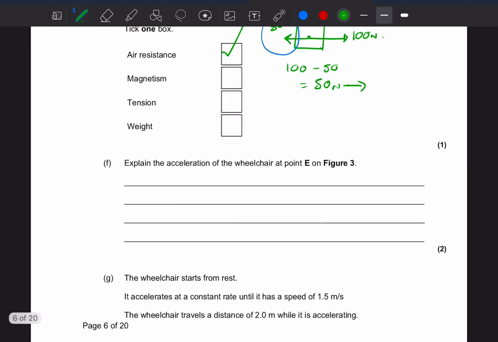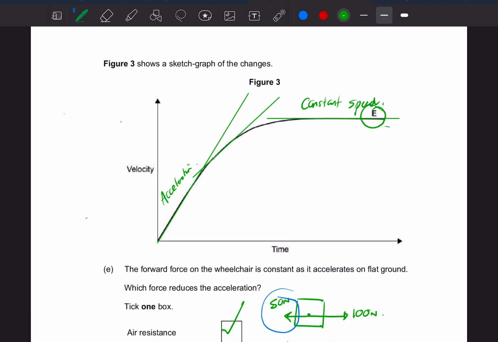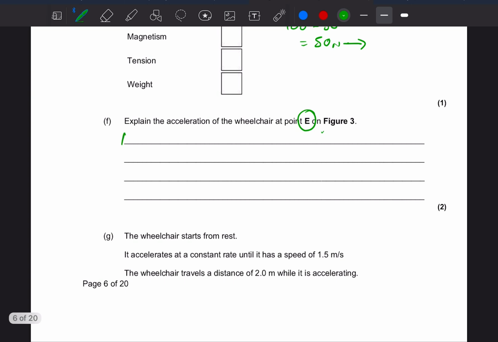Explain the acceleration of the wheelchair at point E. All right, point E. So let's go to point E. This is point E, and we've got this flat line, so it's a constant speed. So if we've got a constant speed, we've got no acceleration. So we can say there is no acceleration at point E as the wheelchair is traveling at a constant speed.